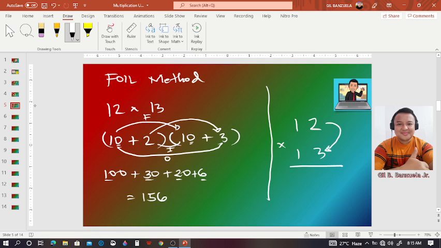Dito, ito naman yung inuna niya. Yung nasa right side. So, 2 times 3. Yan yung step 1. So, that is equal to 6.